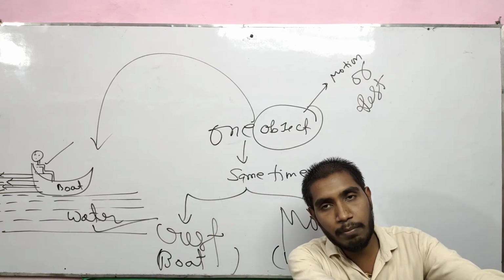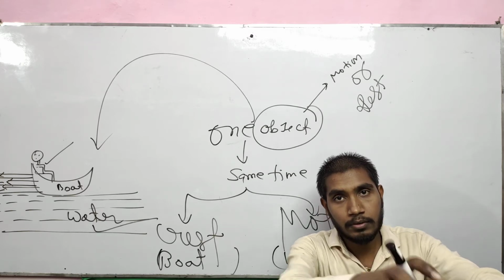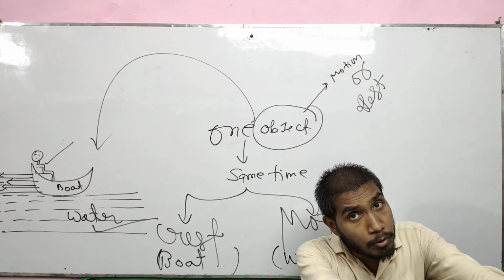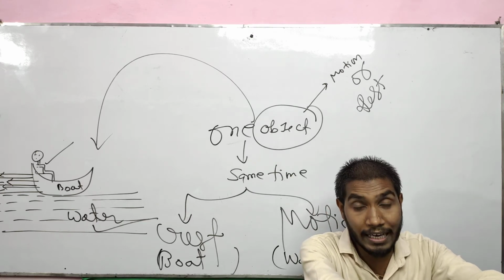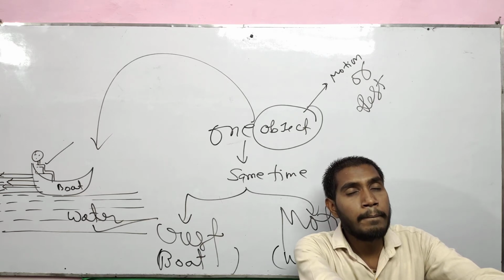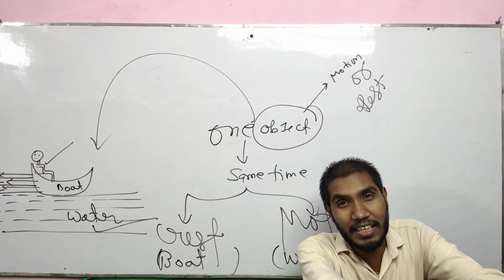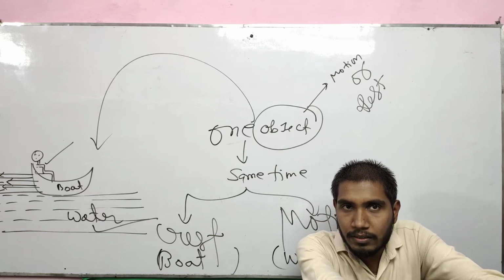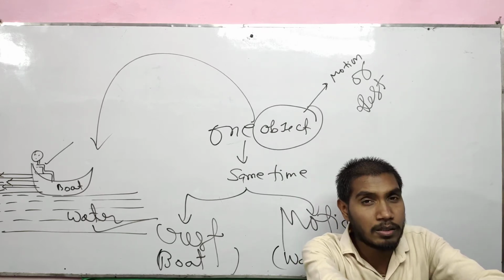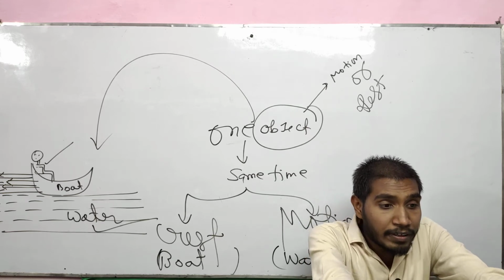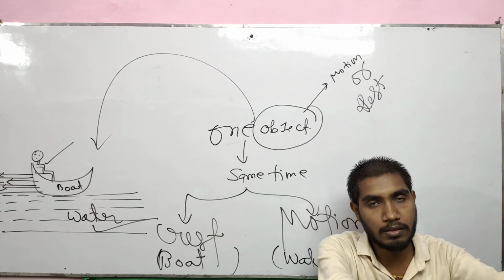Dear students, there can be various types of motion: circular motion, linear motion, rotational motion, too many types of motion. And the motion of some objects is very complex. Why very complex? Because it is such a type of motion in which more than one motion occurs simultaneously.